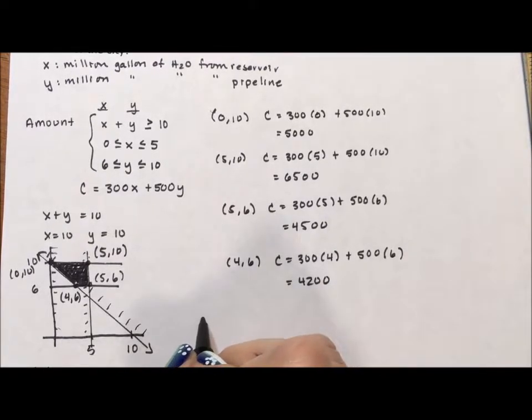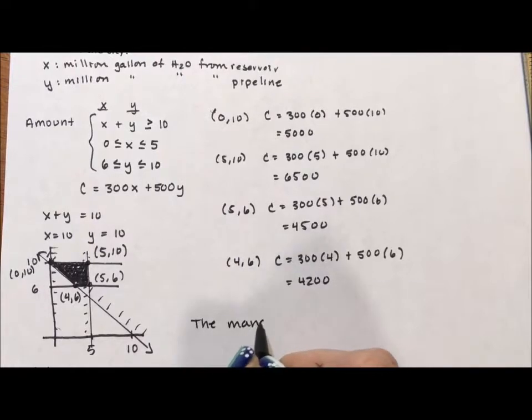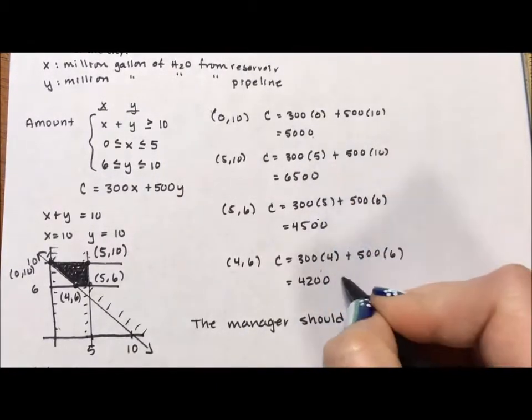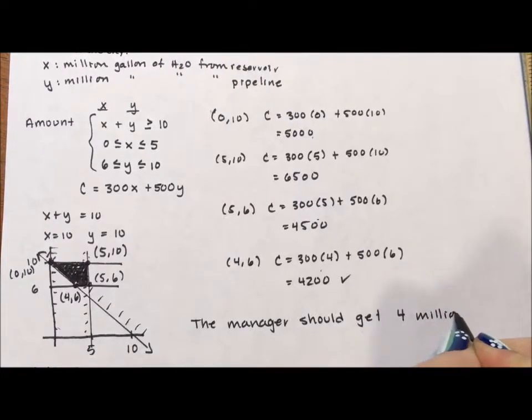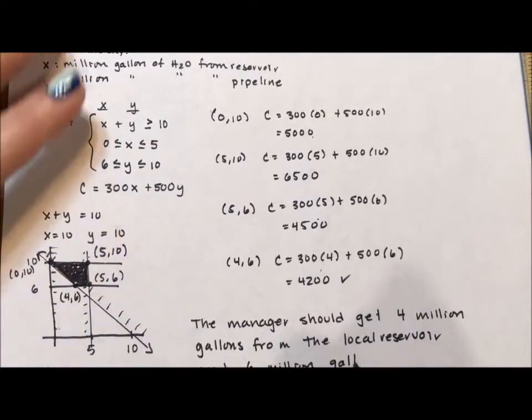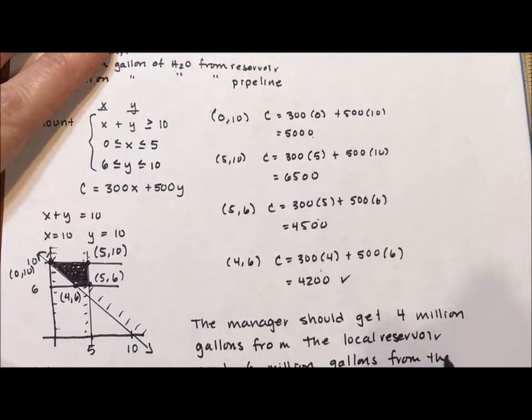So the final answer is the manager should get 4 million gallons from the local reservoir and 6 million gallons from the pipeline each day for a cost of $4,200.